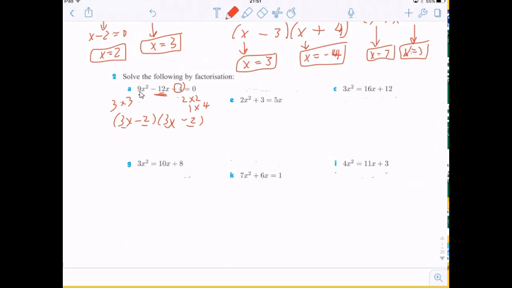So it's actually like a square. There's two of the same thing multiplied together, right? So we have 3x minus 2 equals 0. 3x equals 2. Okay? X equals 2/3. Right? Okay.